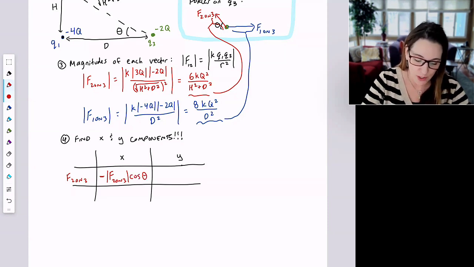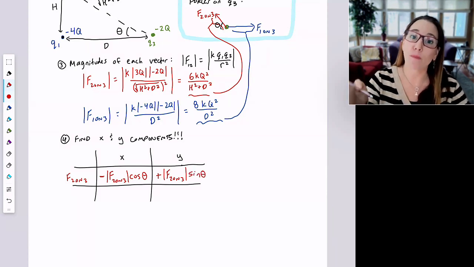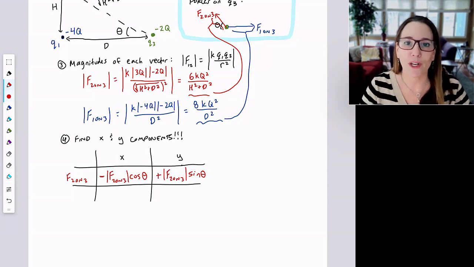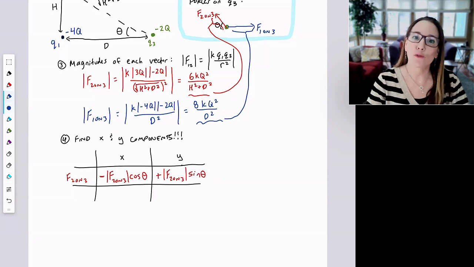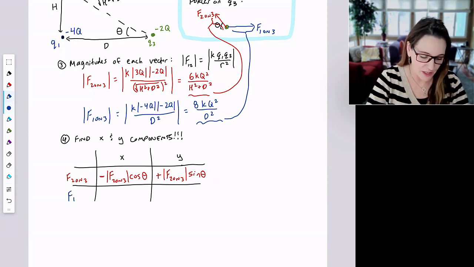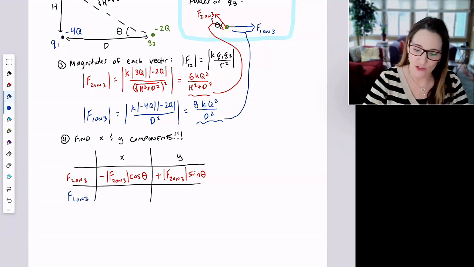The y component is upward, so it's going to be positive times the magnitude of 2 on 3, and then it's going to use the sine of the angle. So remember, that's just because the sine is the opposite over hypotenuse, the cosine is adjacent over hypotenuse. So that's why I chose the sine and cosine as I did. So for this other vector, the force that 1 exerts on 3, we see that it's only actually in the x direction.